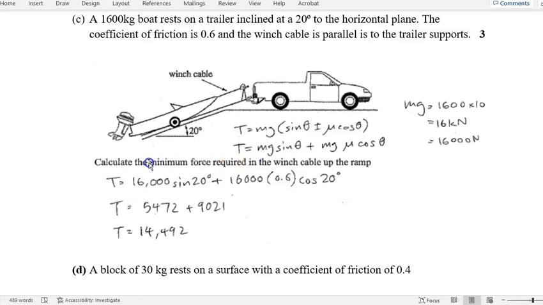Now, in this case, I made it very clear: calculate the minimum force required in the winch cable. It should have been required to winch the cable up the ramp. To winch the cable up the ramp. I'll have to change that in my new version of this formula. I did explain it when I was reading to the class that, yeah, it's not stationary. I did actually say to the people doing the exam, we don't want to hold it stationary. We do actually want to move it towards the trailer.